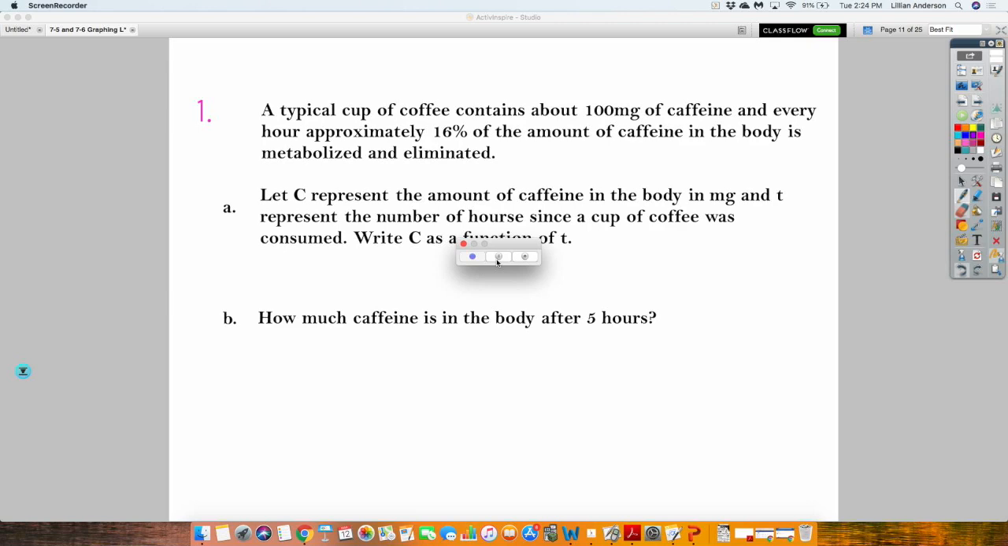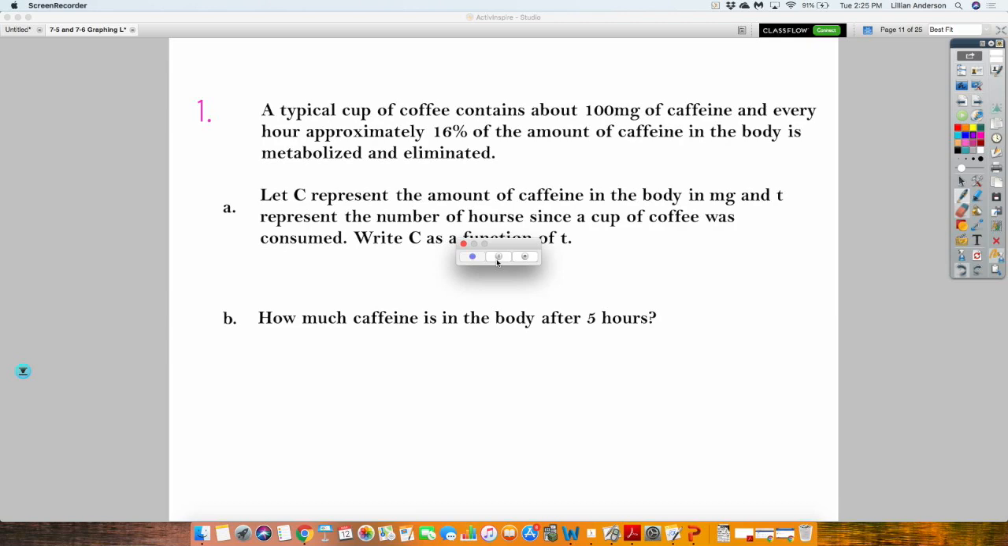So here's an example. It says a typical cup of coffee contains 100 milligrams of caffeine, and every hour approximately 16% of the caffeine in the body is metabolized and eliminated. Let C represent the amount of caffeine in the body in milligrams, and T represent the number of hours since the cup of coffee was consumed. Write C as a function of T. You have to write out this equation.